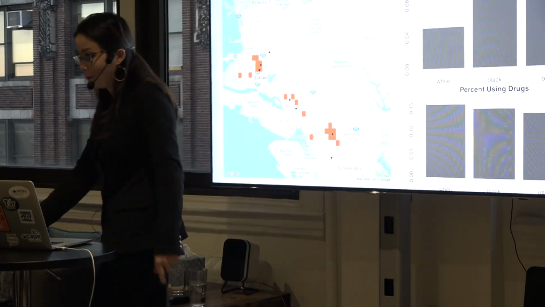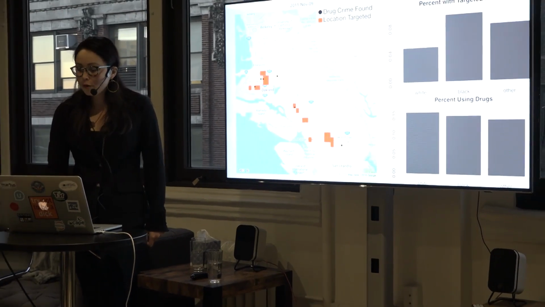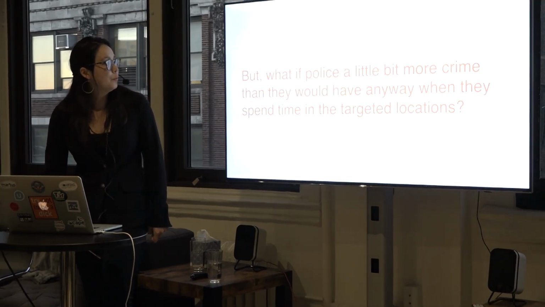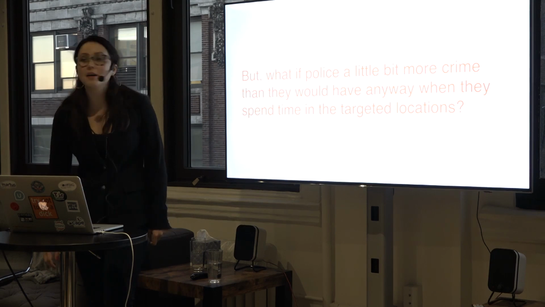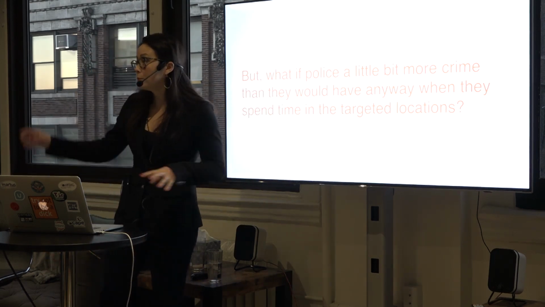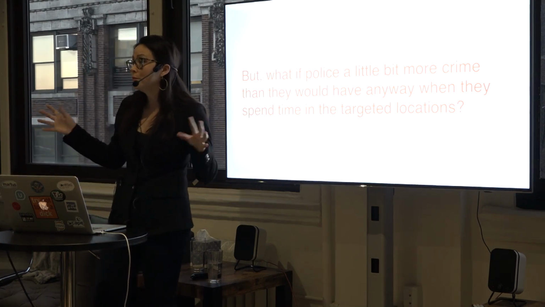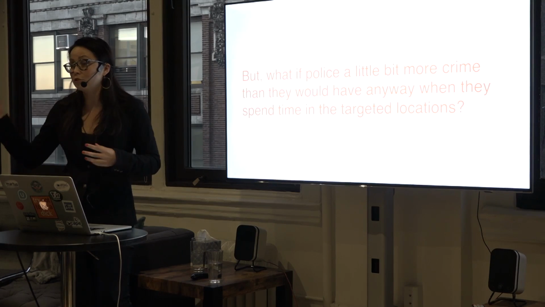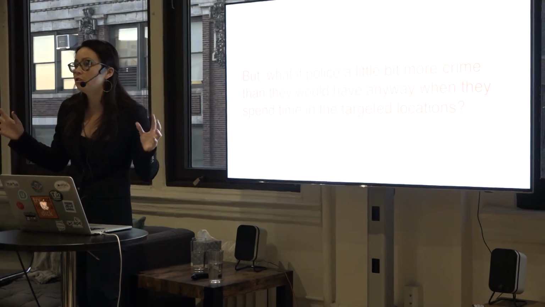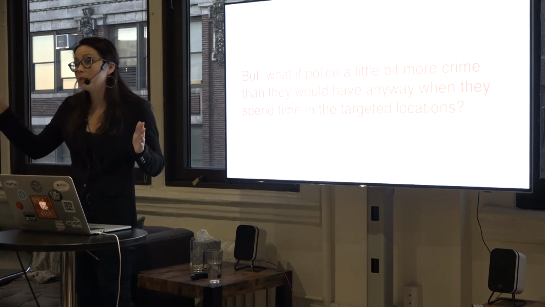This is disparate treatment. So then, what I wanted to know is, what if police find a little bit more crime than they would have anyway when they spend time in those targeted locations? So in the first movie I showed you, the police go to the locations and they just do what they would have done anyway, right? I was assuming that they don't find anything additional. I was just using the historical data unchanged, just to see what would happen if we'd taken that historical data exactly as it was and made these predictions.